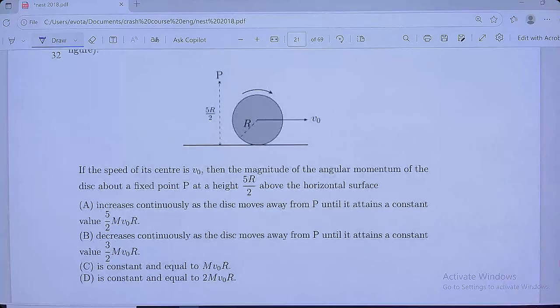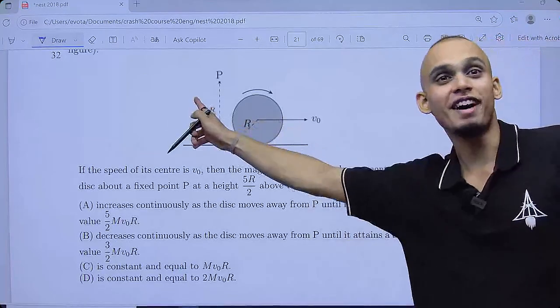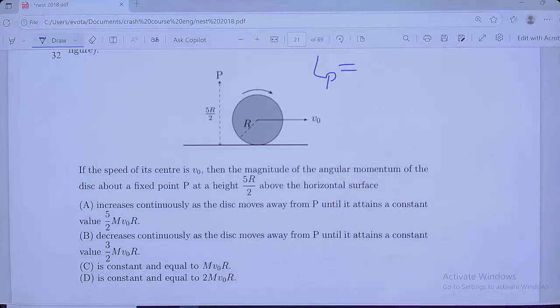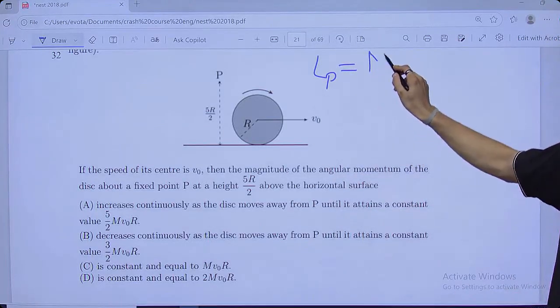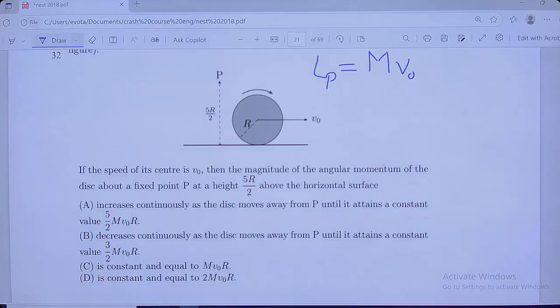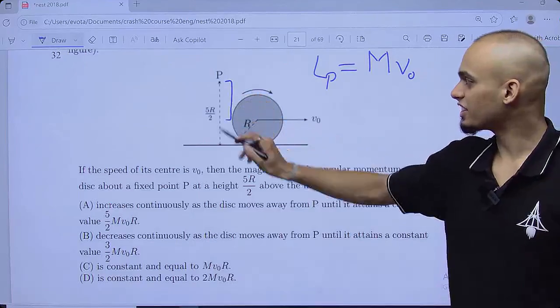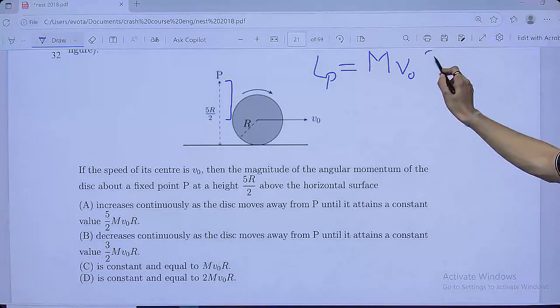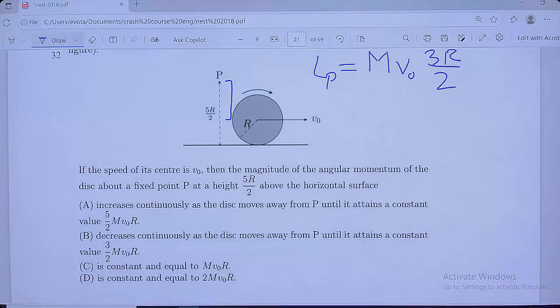We know that there will be angular momentum due to the motion of center of mass with respect to the point P. The angular momentum around P will be equal to mass of the disk into velocity of center of mass of the disk into the distance between the center of mass and the point P. Right? The distance between center of mass and point P is basically 5r by 2 minus r. So thrice into r by 2 is the angular momentum about the point P.